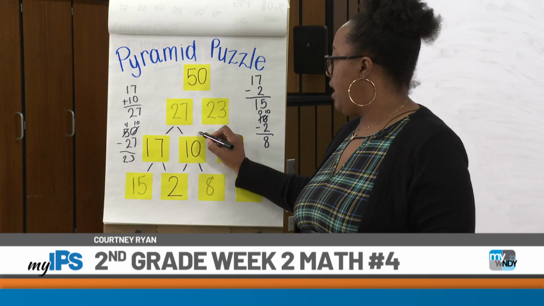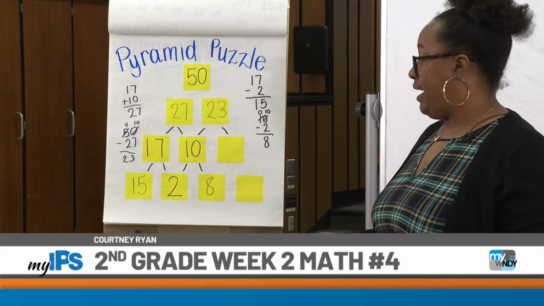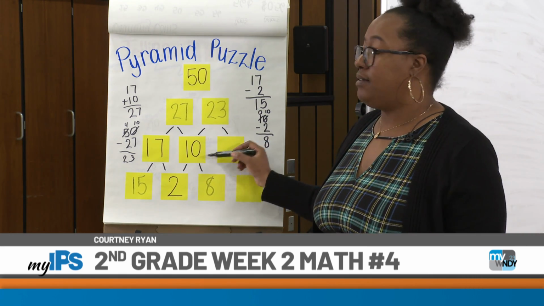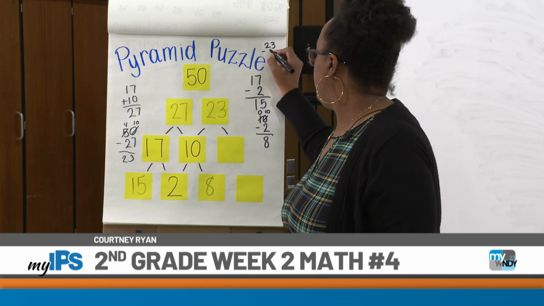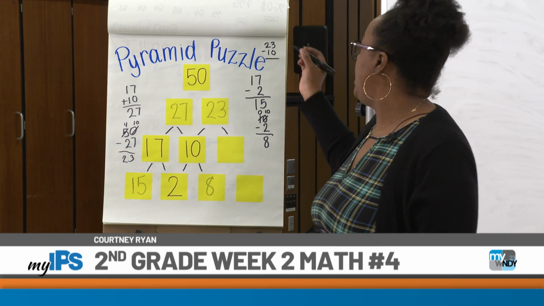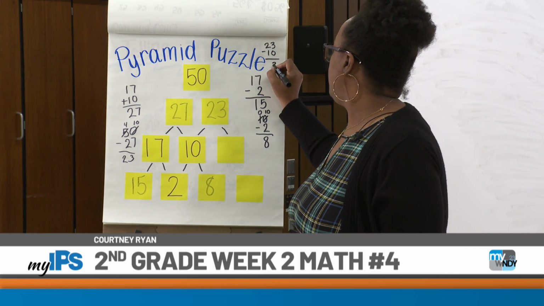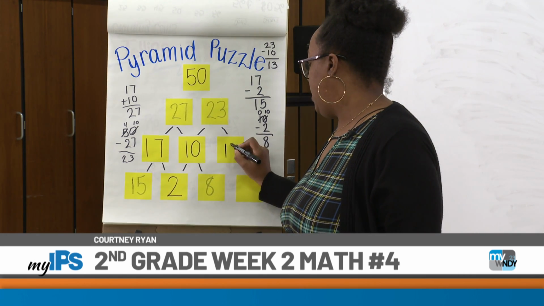Now I can come back and look at 10 and this unknown number. We have to figure out what number plus 10 equals 23. So we're going to subtract 23 minus 10, and this is easy subtraction, no regrouping necessary. So 3 minus 0 is 3. 2 minus 1 is 1. So 13 goes here.